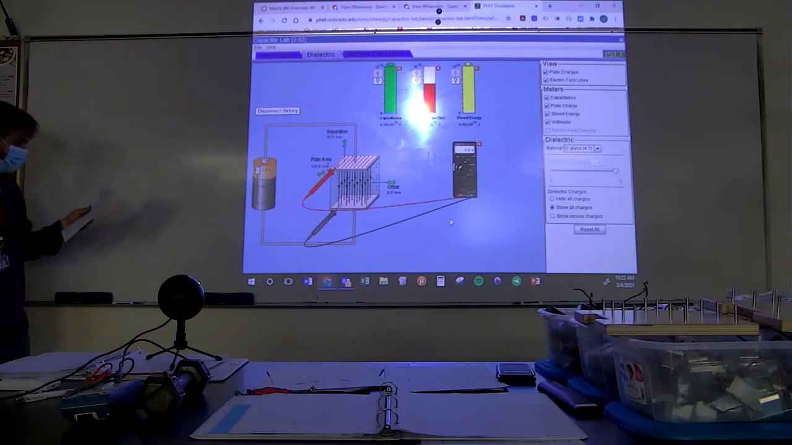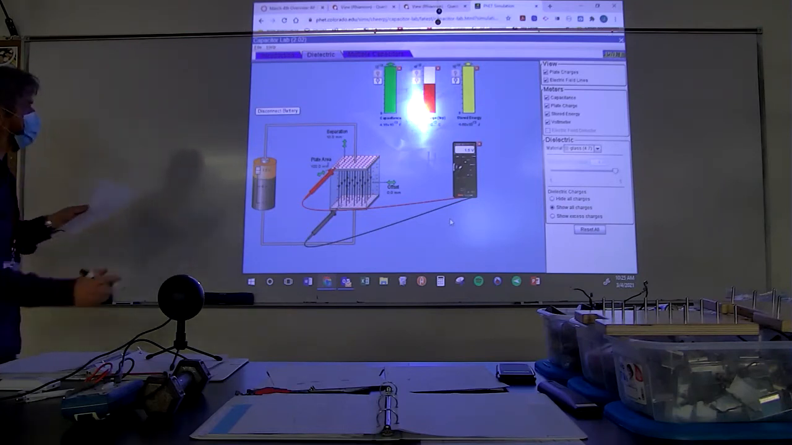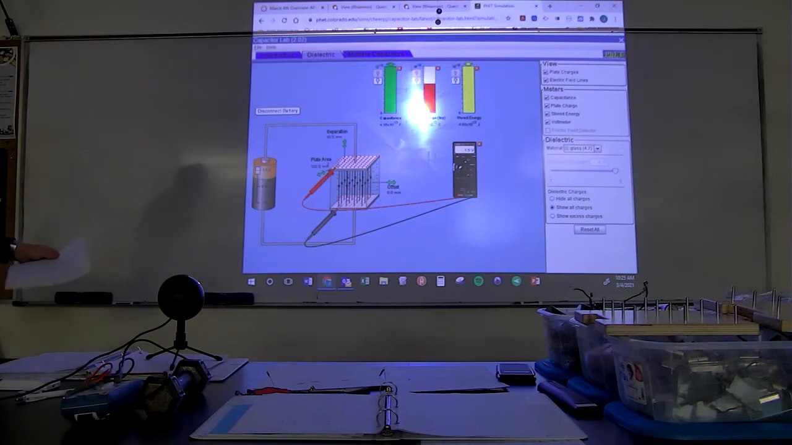Anyway, okay, so now we're going to have the same setup. Let me reduce this guy back down. 0 volts. Can I get it to 0? Oh my gosh, let me just reset it.